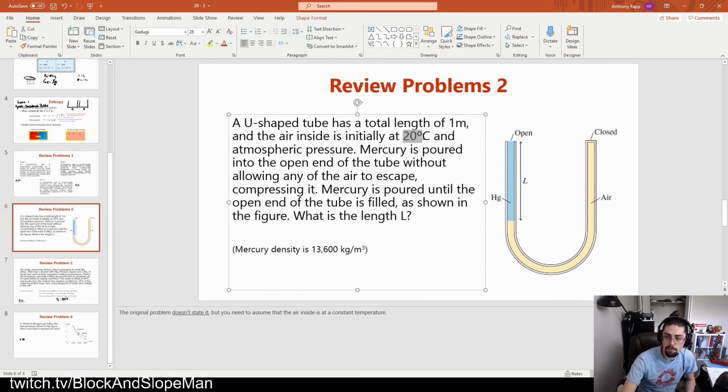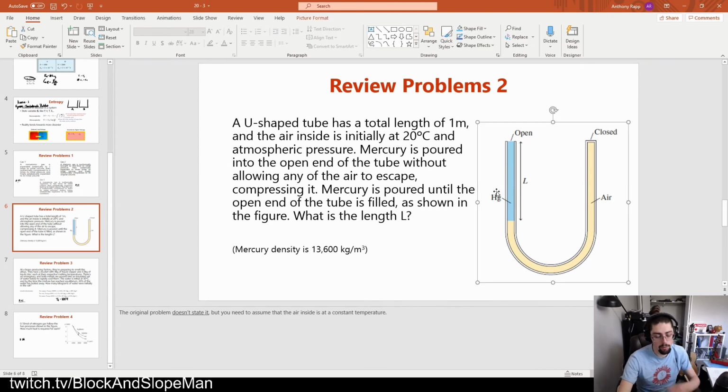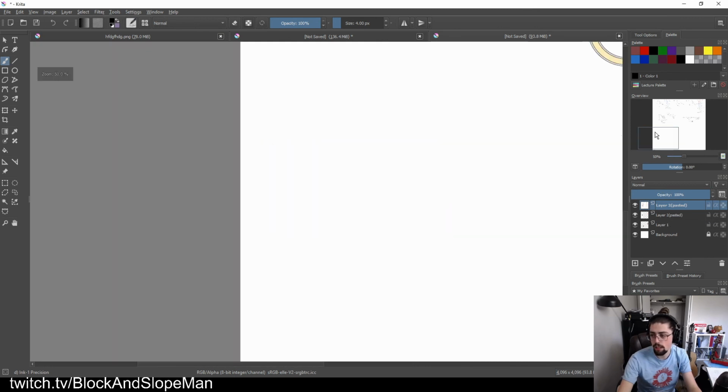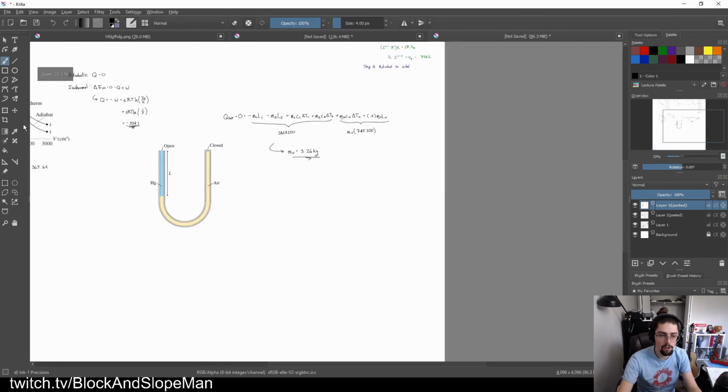What they really should have specified, and what I'm very unhappy that they didn't, is that this value right here, this 20 degrees Celsius, is a constant for this problem. The only way to solve this problem is if you have a constant temperature. So let's start by getting this thing in a good spot for us to actually work on.